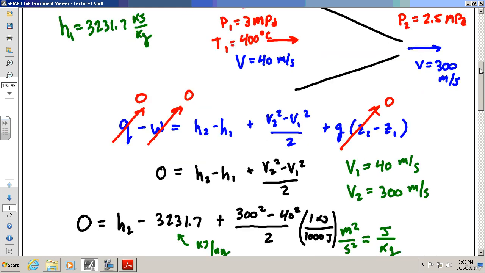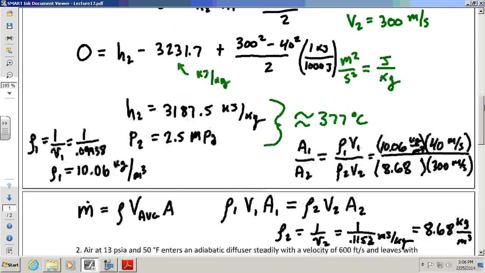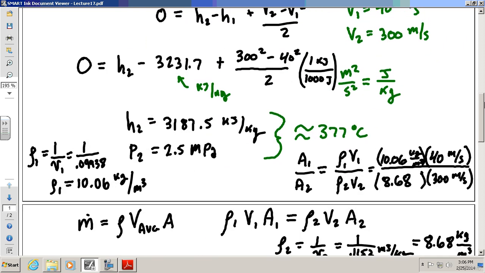Did I want A1 over A2? Yeah, I think it's A2 over A1. The ratio, oh, did I do that backwards? I know something went wrong here. Oh yeah, I'm sorry. This should have been A2 over A1, I wrote A2 over A1. What I was actually writing there was A2 over A1.